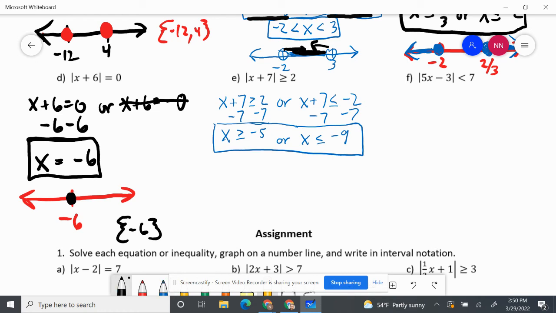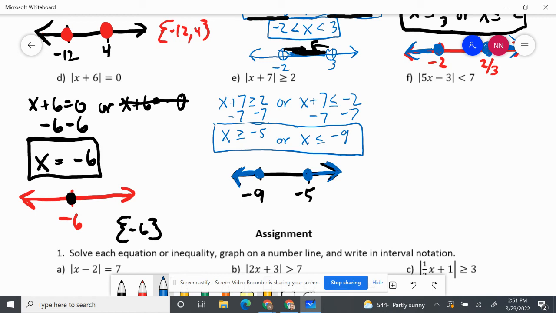I'm going to put it on a number line. Least number comes first, so negative 9, and then I have negative 5. And with this right here, I have a closed circle at negative 9. Less than means it goes to the left, but I also remember that or statements are always going out. And then this right here, it's going to the right.